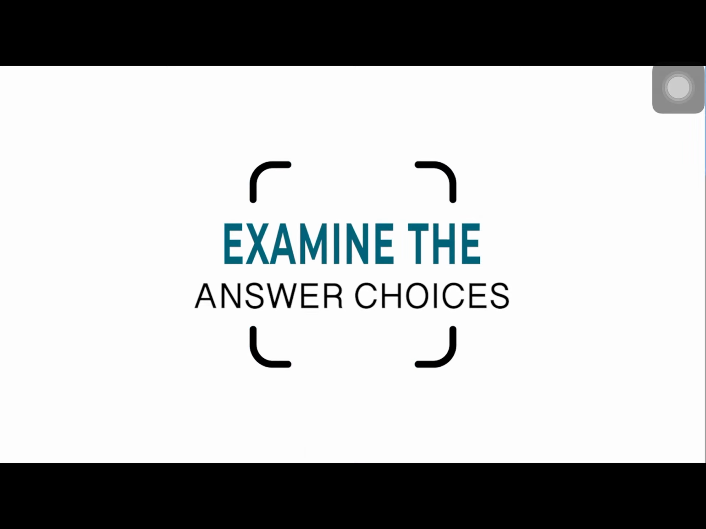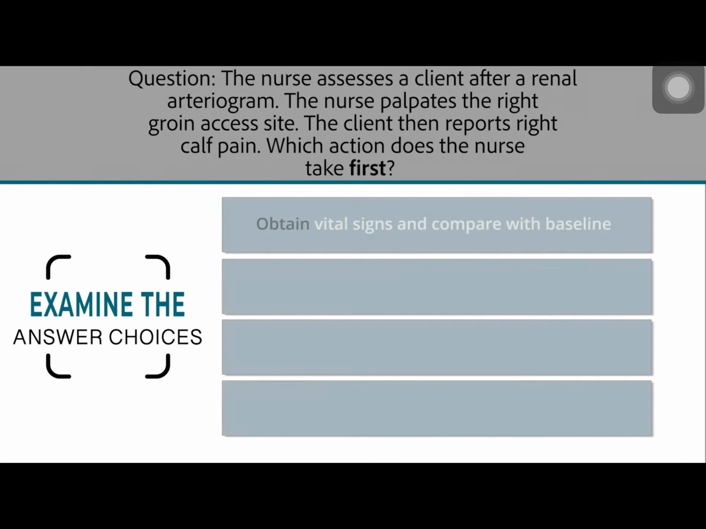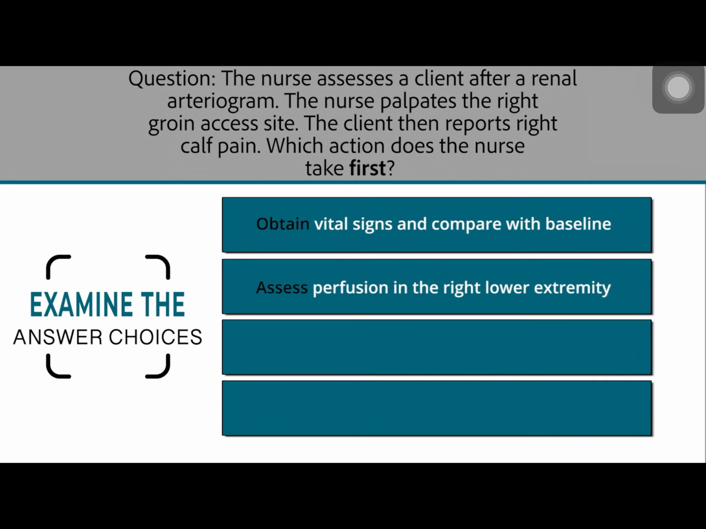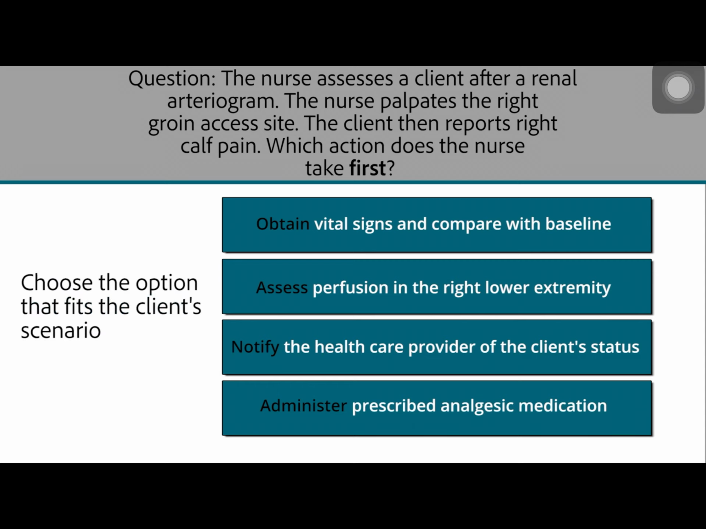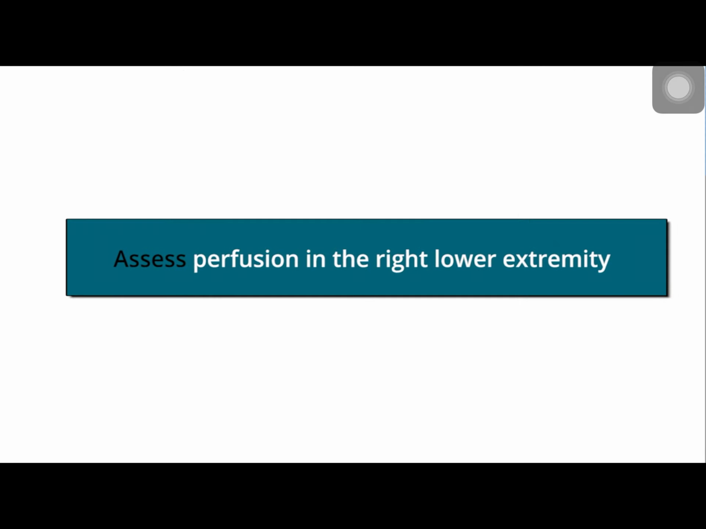Examine the answer choices. Obtain vital signs, assess perfusion, notify the healthcare provider, or administer medication. Choose the option that best fits the scenario. What action will the nurse take first? The nurse will first assess perfusion in the right lower extremity.